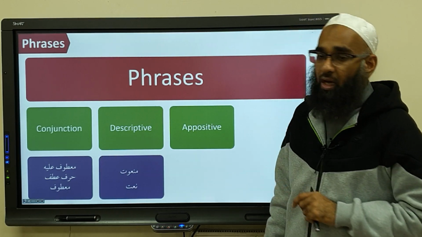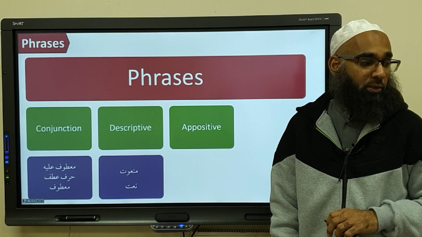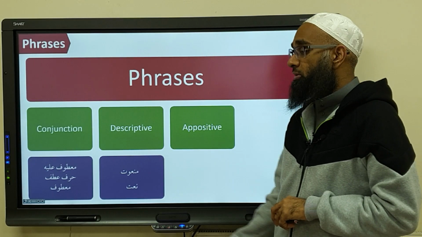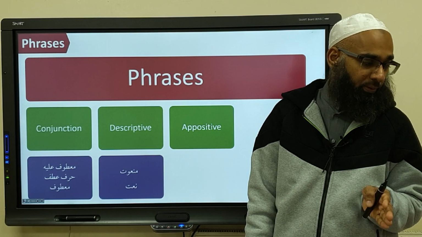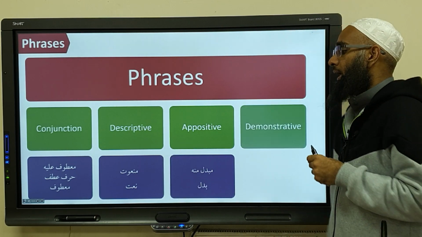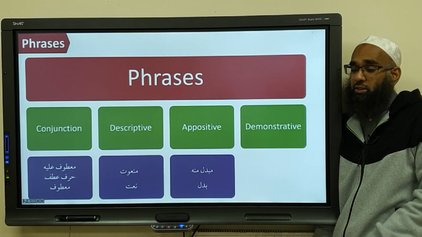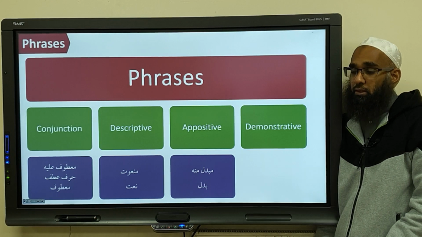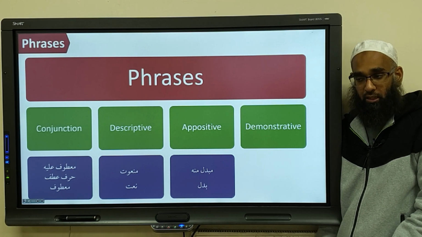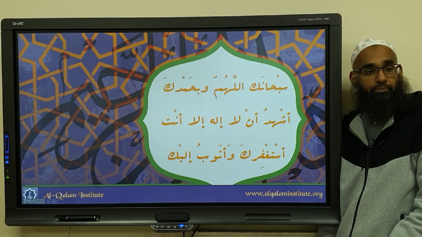Correct. A appositive phrase is called what? Mubdalun minhu and badalun. What's the rule regarding an appositive phrase? They only match in I'rab. And then the last one was the demonstrative phrase. And what are these two parts called? Ismul ishara and musharun ilayh. Correct? Any questions? You following?